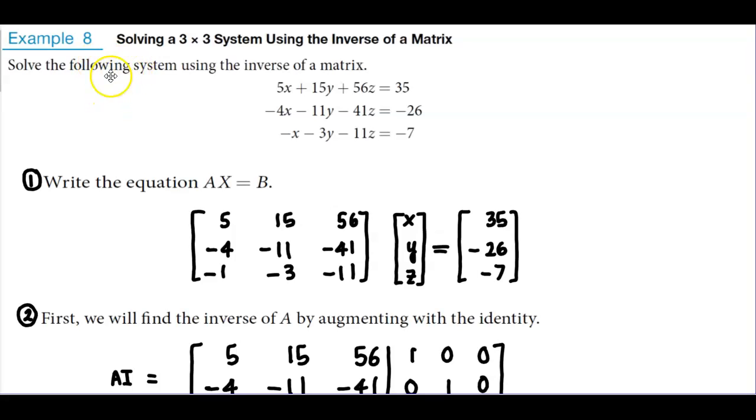Okay, in example number 8, we're going to solve the 3 by 3 system using the inverse of a matrix. So the first thing we're going to do is write out the equation A times X equals B. Now remember that A represents the coefficients of the variable terms. So we have 5, negative 4, negative 1, 15, negative 11, negative 3, 56, negative 41, and negative 11. And then X represents the variable matrix, which is going to be X, Y, and Z. And then the constant matrix, which is B, is going to be 35, negative 26, and negative 7.